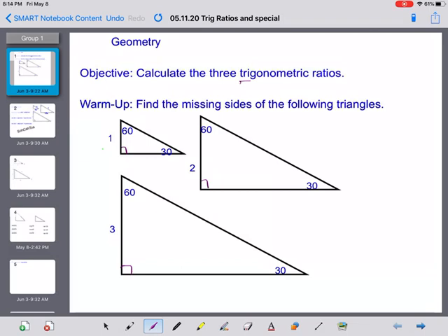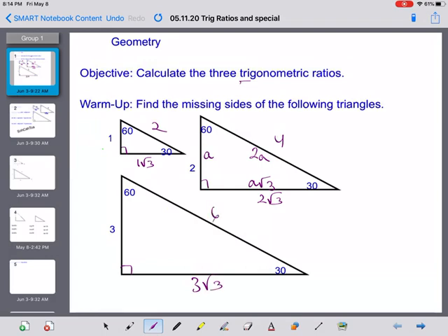Remember that in a 30, 60, 90 right triangle, the short leg has a length of A. The longer leg is always square root of 3 times that, and then the hypotenuse is 2 times the short leg. So if you have a 1, you have a 1 radical 3 and a 2. Then a 2 radical 3 and a 4, 3 radical 3 and a 6.